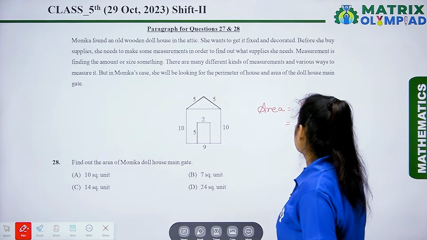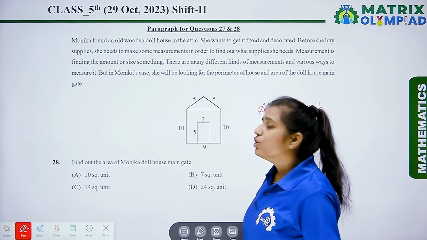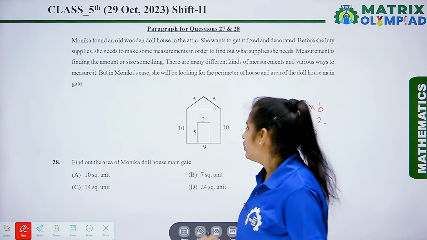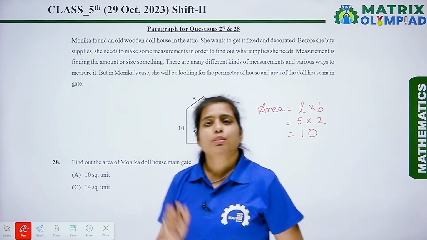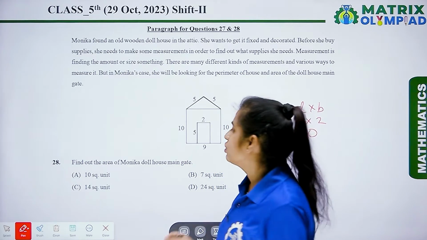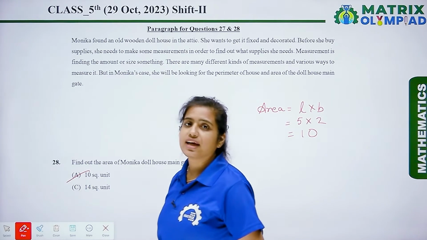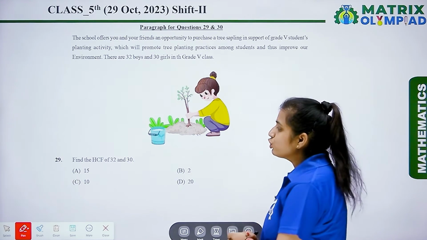We get 5 multiplied by 2, that is equal to 10. So here 10 square unit is the area of the Monica's doll house main gate. So option A is the correct answer. Now the next question is question number 29.